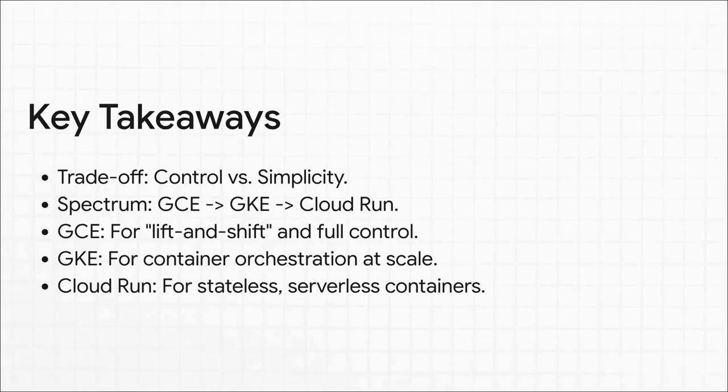So let's just lock in the key takeaways. Always start with that fundamental trade-off, control versus simplicity. Use the spectrum, Compute Engine to GKE to Cloud Run as your mental map. GCE is for lift and shift, GKE is for orchestration, and Cloud Run is for serverless containers. It's really as simple as that.